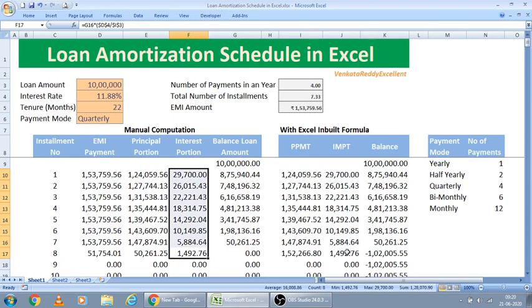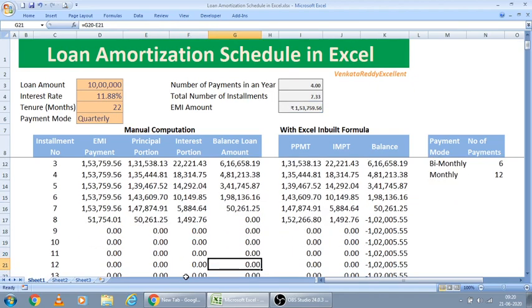Where you will get the difference is in the principal portion itself. The principal portion, in the partial installment, is showing a different number. It means the PPMT formula is showing a wrong amount. In our formula, it will reduce only to the extent of the previous month loan amount itself, so that you won't get any error in the partial EMI or partial installment, the final partial installment.